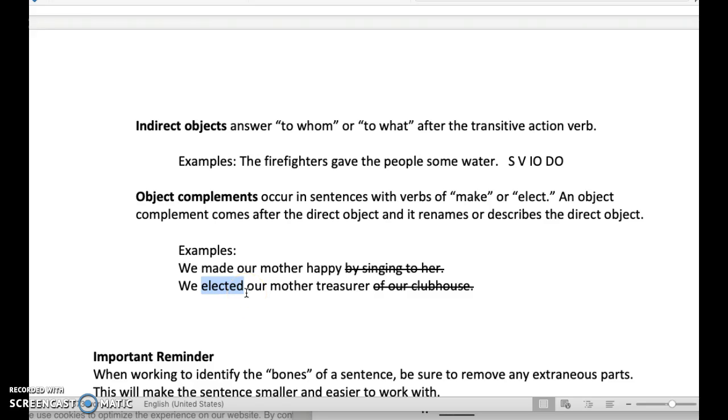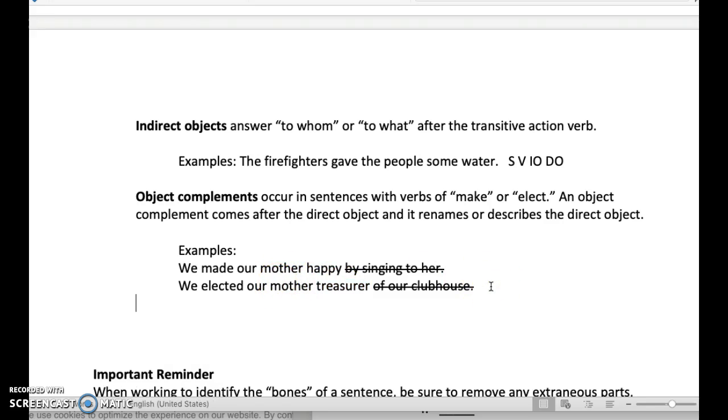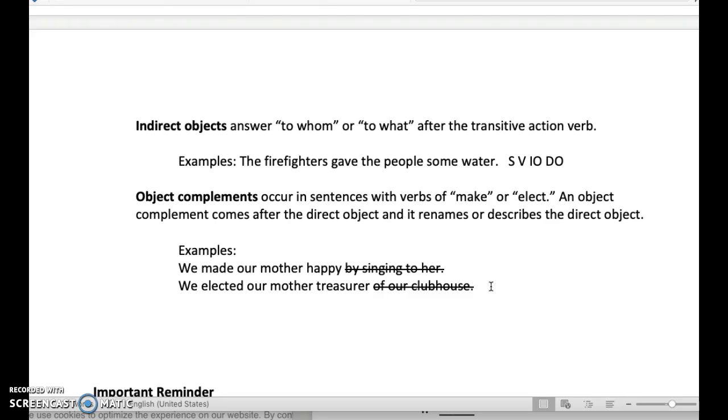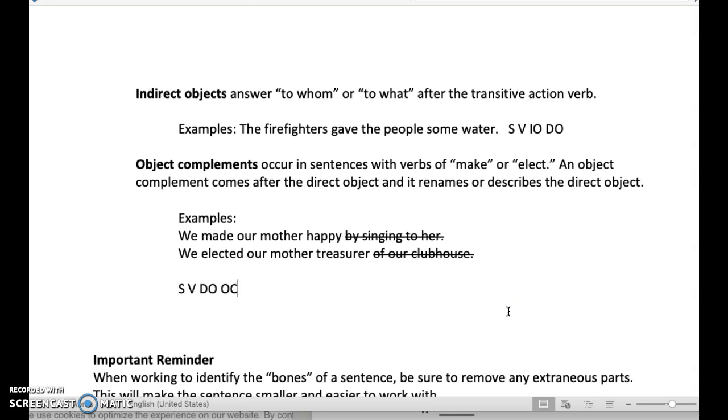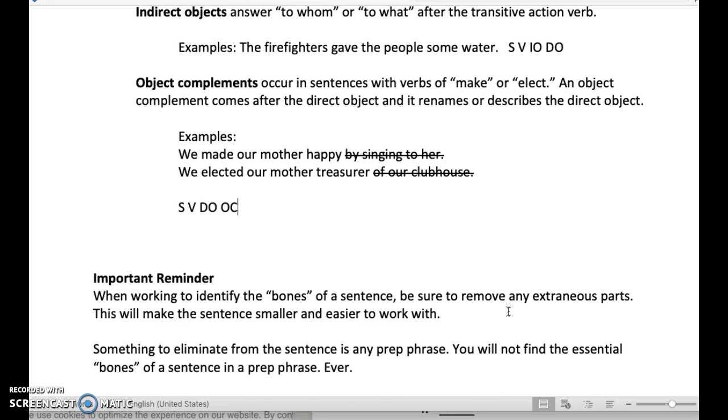Who or what did you elect? Our mother. Our mother is who we elected, right? So mother is the direct object. The word treasurer has a relationship back to the direct object, so it is said to be an object complement. So both of these sentences, the structure is subject, verb, DO, and OC. Okay, so we're looking for the relationship of words to each other.